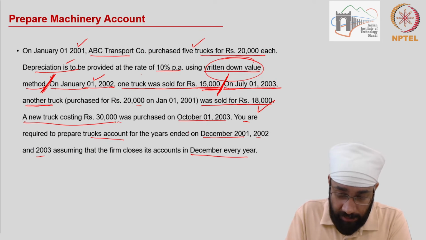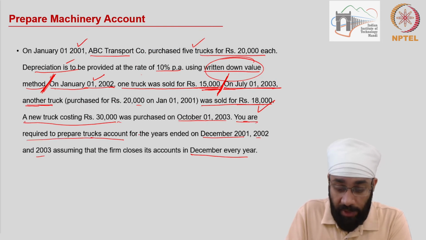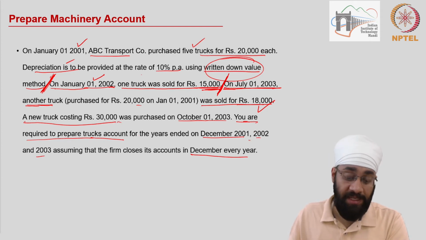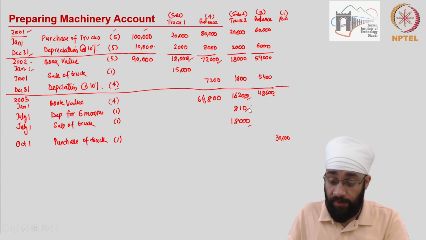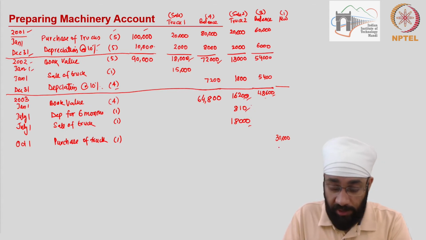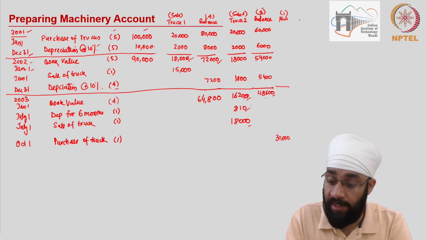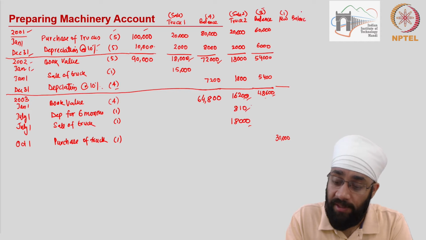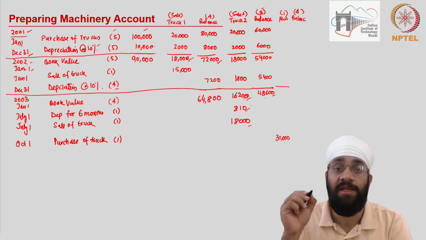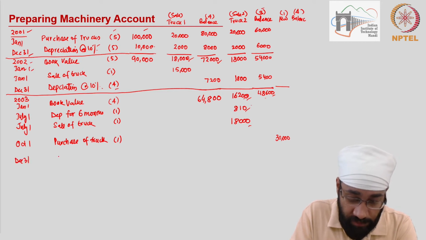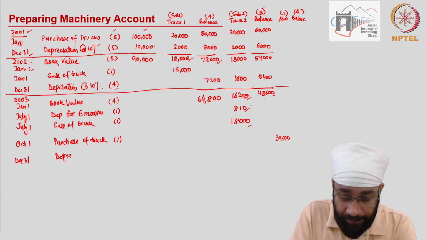Next up, you're required to close the accounts for the 3 years, 2001, 2002, and 2003, and say what is the balance at the end of the 3 years. Now, how does this new truck affect the balances of the four trucks? It is as follows. We have to again get a balance. The balance is now four trucks at the end of 2003. So on December 31st, you have to charge depreciation.